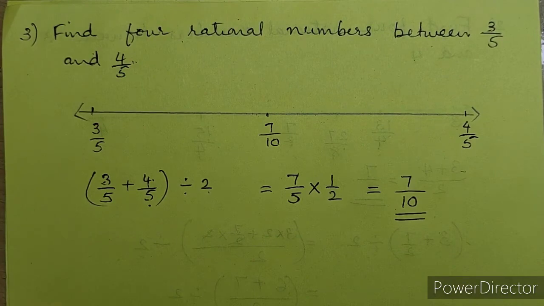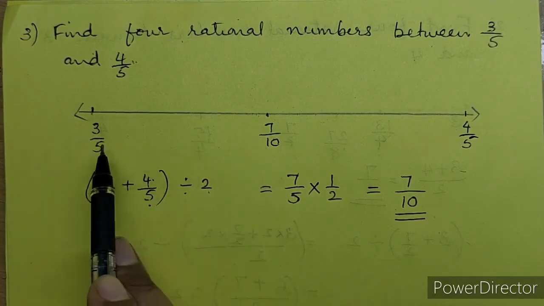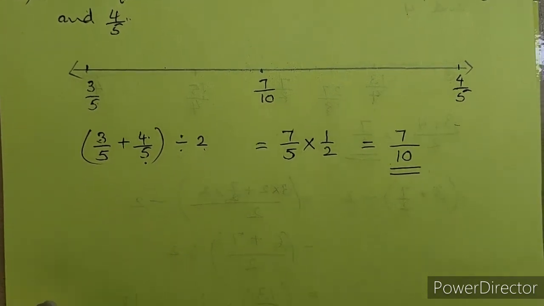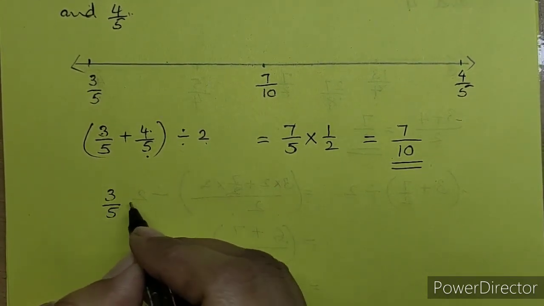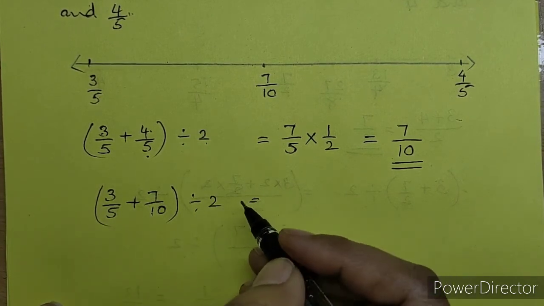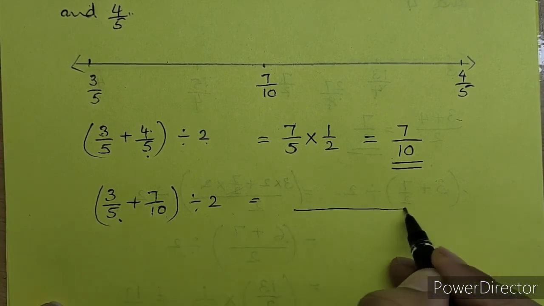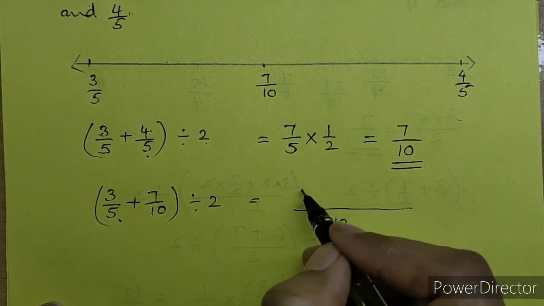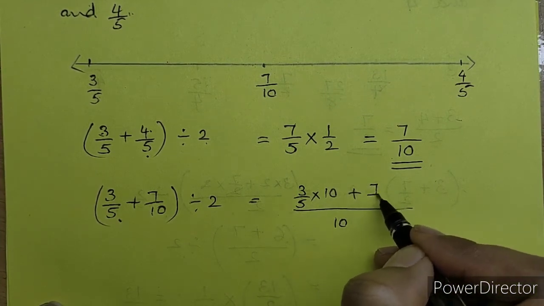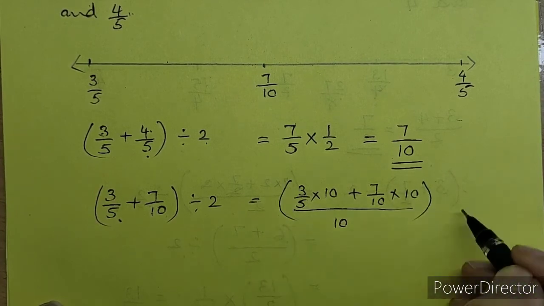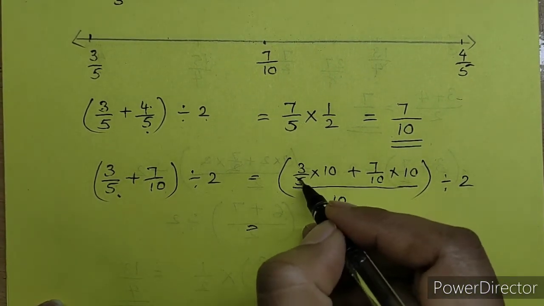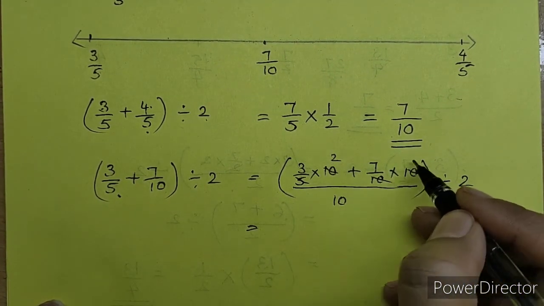Next we can take 3 by 5 and 7 by 10. In between these two, we can mark one rational number. So for that, you have to take 3 by 5 plus 7 by 10, add the numbers, divided by 2. Take the LCM of 5 and 10, LCM is 10 only. So each number you have to multiply by the LCM and then divide by 2. Equals, you can cancel 5 and 10 2 times, 10 and 10 1 time.